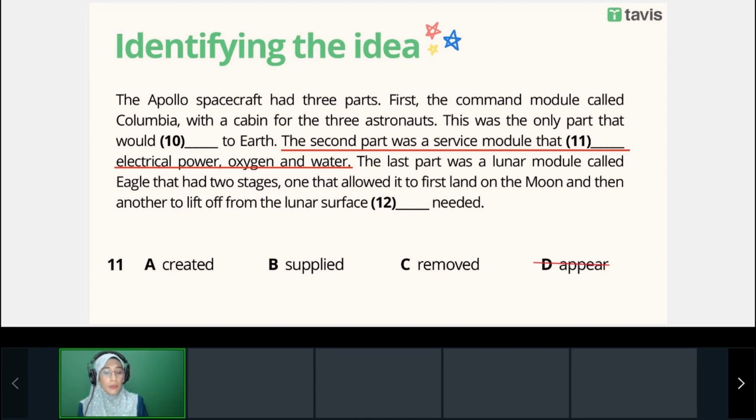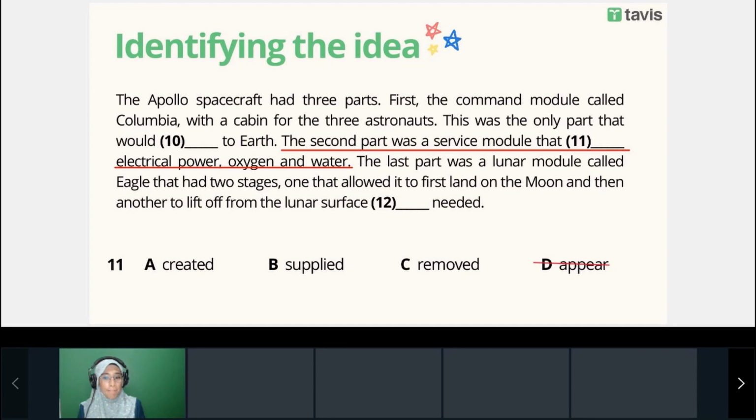The second part was a service module that something electrical power, oxygen, and water. The second part was a service module that created electrical power, oxygen, and water. Or the second part was a service module that supplied. When you say supplied, that is where you are given something for it to move or to be alive. It's like us, we need a water supply to live on the earth. We need water for our health, we need water to bathe. So is it that or is it removed?